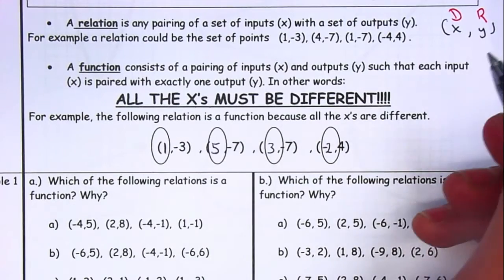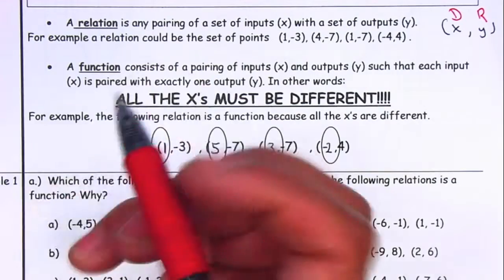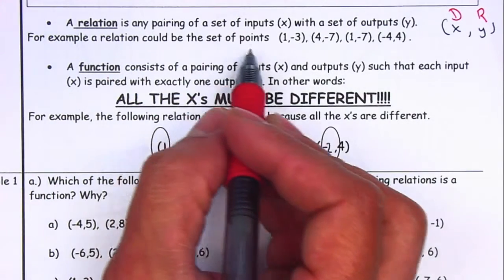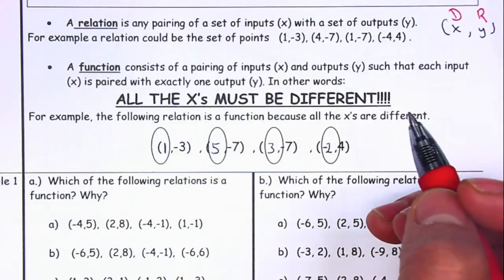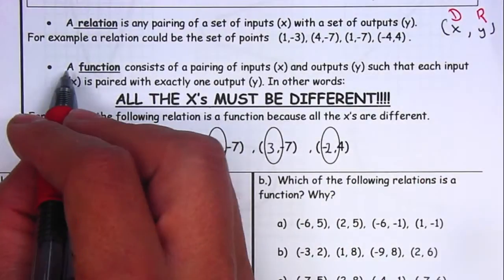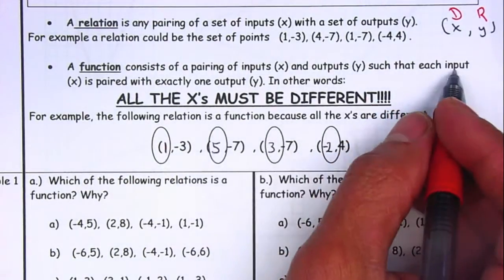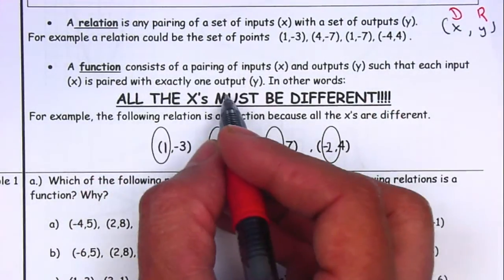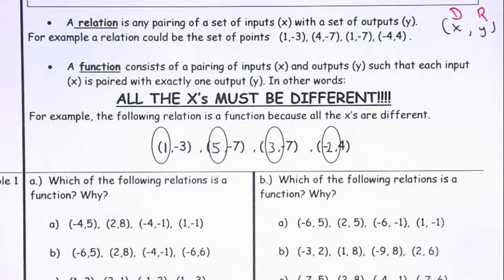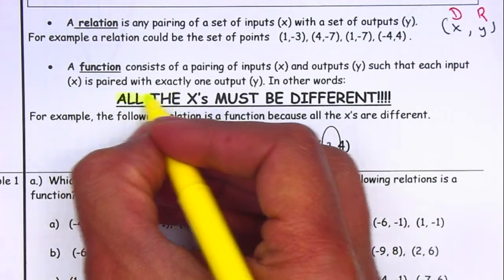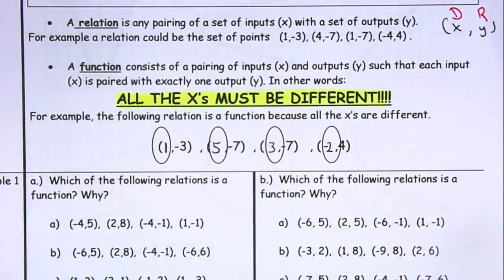Now, any type of graph is going to be a relation. It's a relationship between those points. For example, a relation could be the set of the following points. Just a set of points is also a relation. Now, the difference is that a function consists of pairs of inputs x and y such that each input is paired with exactly one output. In other words, all the x values must be different. So go ahead and highlight this.